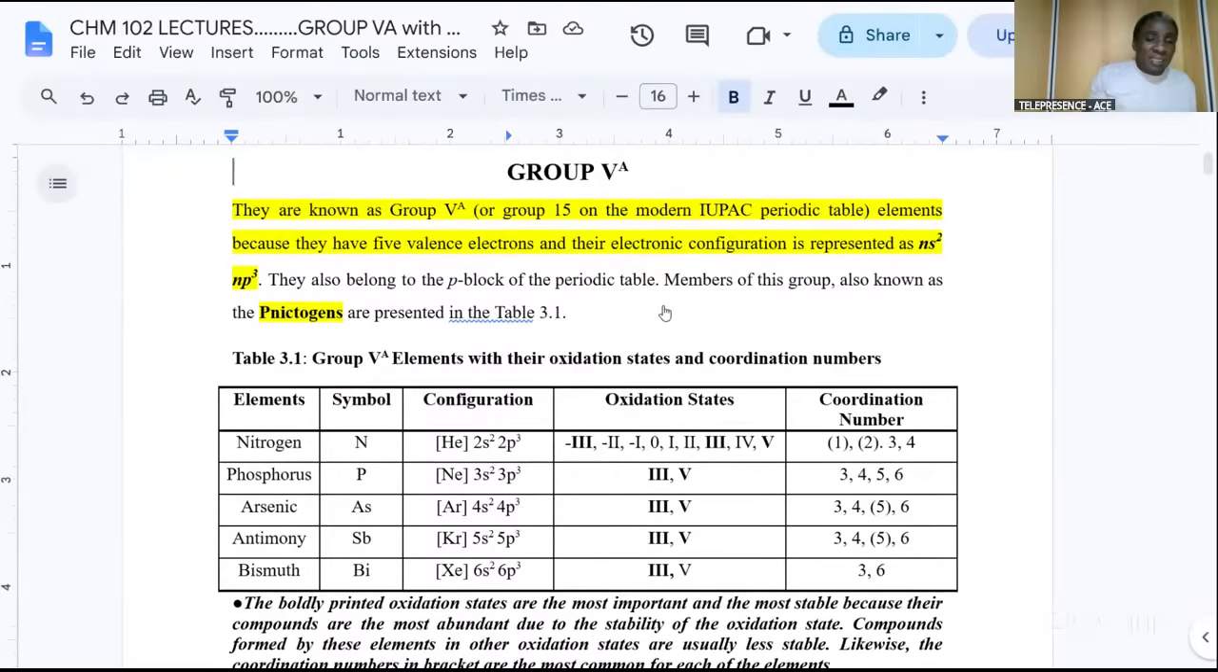Group 5 elements, obviously, they are otherwise known as the group 15 elements in the modern IUPAC table. And the major thing about it is that they have 5 electrons as their valence electrons, and they have a general formula of ns2 np3. You will see that of all the elements that we've been dealing with, this is the most stable. And they are characterized by the presence of lone pairs of electrons. That makes them very, very important.